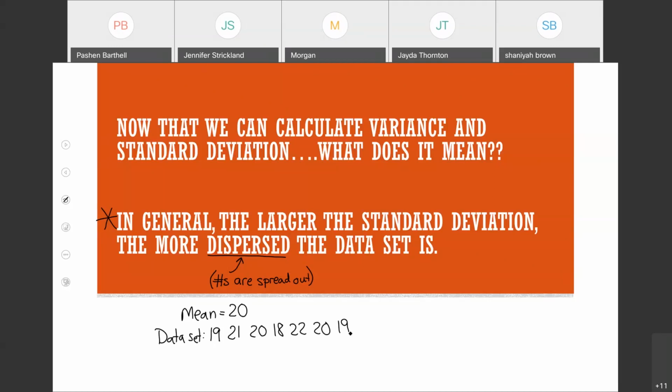Okay, so that's a data set that is not very dispersed because all of those numbers are very close to that 20. Do you see that? They're kind of all gathered around the 20. So that's a data set that's not very dispersed.